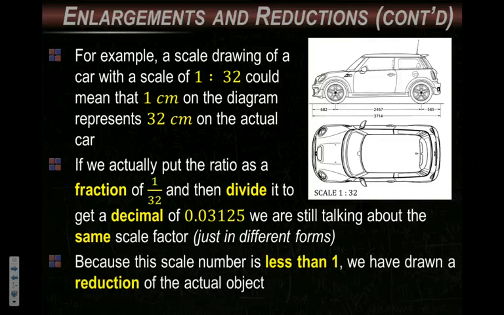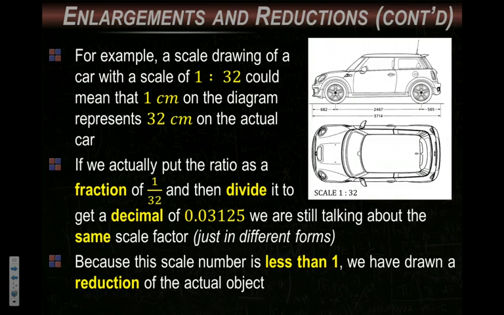Okay, here's a drawing of a car. And I'm going to tell you that the scale drawing of this car is 1:32, or a ratio of 1:32. What it means is 1 centimeter on the drawing equals 32 centimeters in real life. So that's the scale factor. We can put that as a fraction, 1/32, and we can even divide that if we want. We can actually say 1 divided by 32 and get it as a decimal number. All three of these mean the same thing. A ratio of 1:32, 1/32 as a fraction, and this decimal number all are the scale factor.